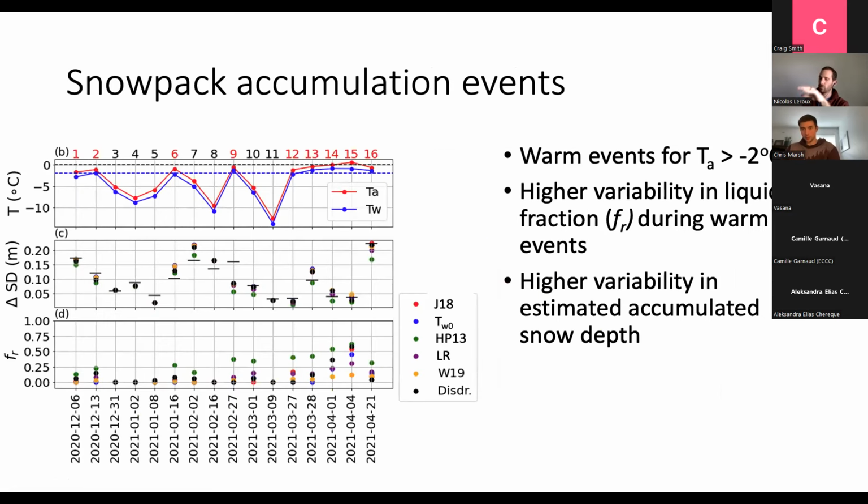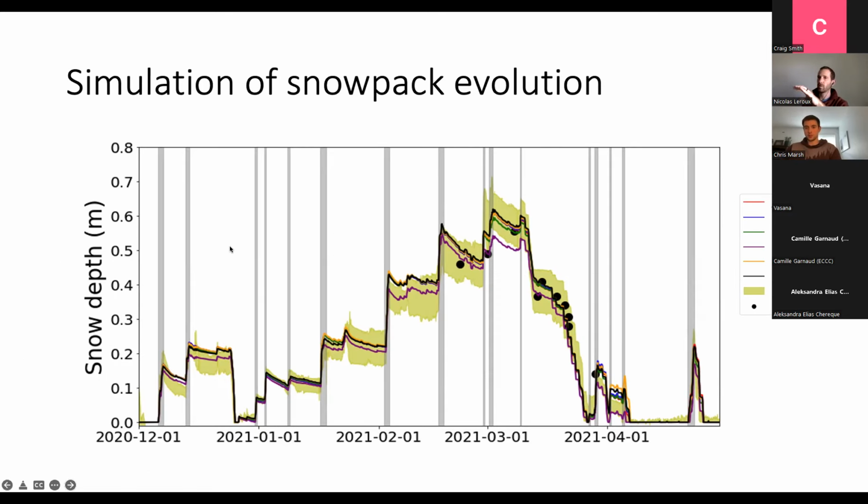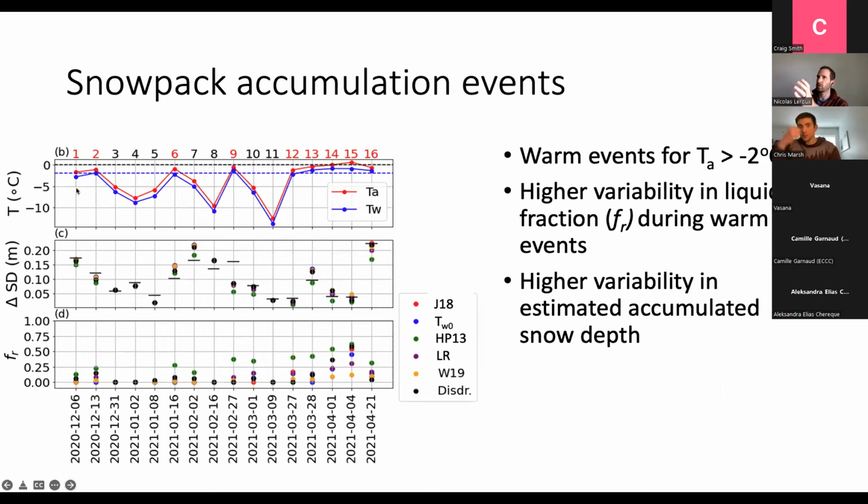So now, if I go back to this slide, we see all the gray shaded areas, which are the accumulation events. And here I'm just representing all the accumulation events one after the other. And in red, I'm showing all the events with what I call the warm events, with air temperatures below -2 degrees.